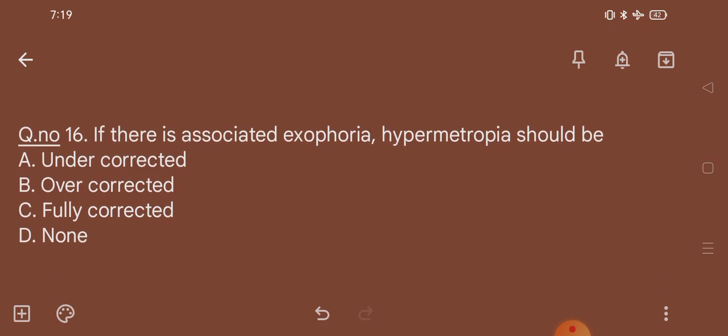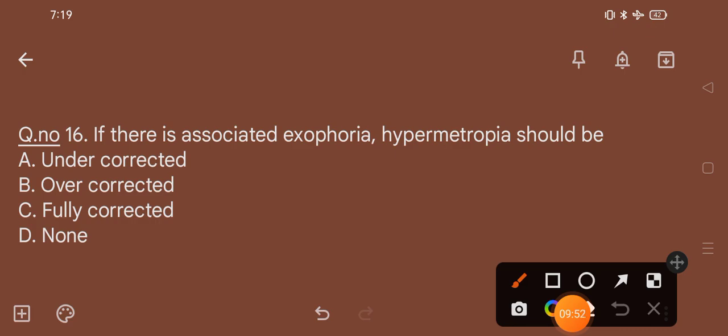So now question number 16: if there is associated exophoria, hypermetropia should be: under corrected, over corrected, fully corrected, or none. It should always be under corrected. Option A is correct.